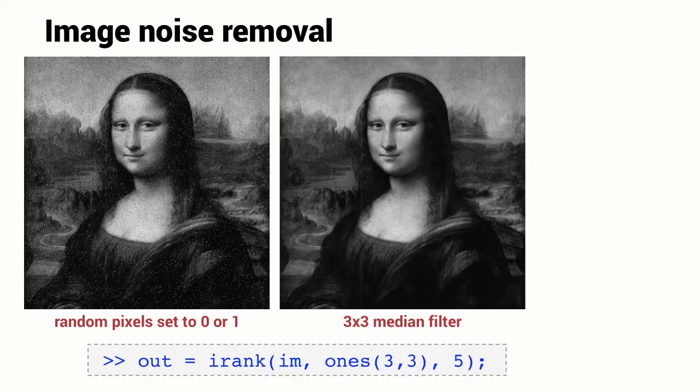The first argument is the input image. In this case, it would be the noise corrupted Mona Lisa. The second argument is a 3x3 matrix of 1s, which indicates the size of the region over which we want to compute the median. And the last argument, 5, is the rank that we want to choose. Because we've asked for median over a 3x3 window, rank 5 is the middle value of the 9 elements within that window.